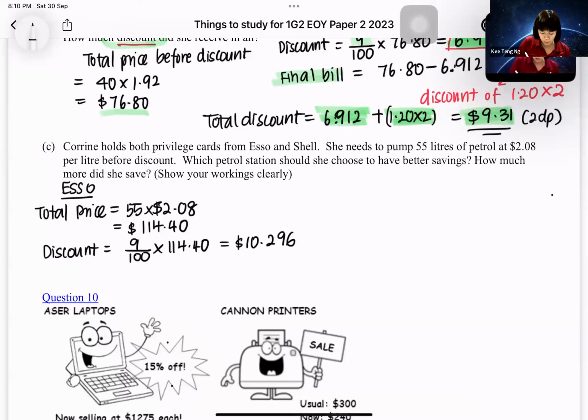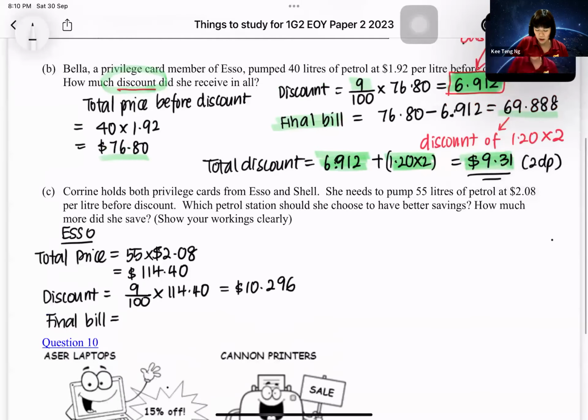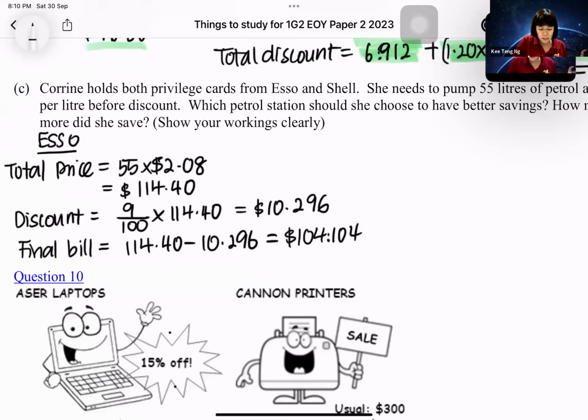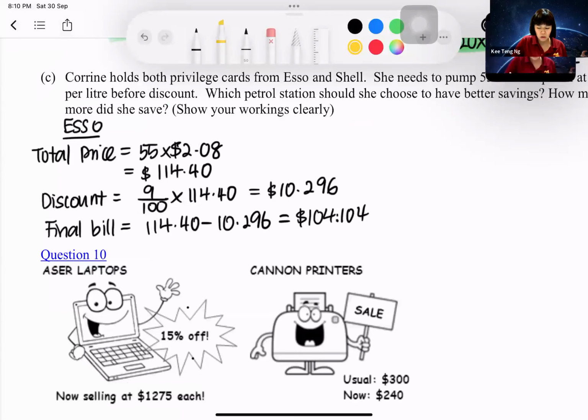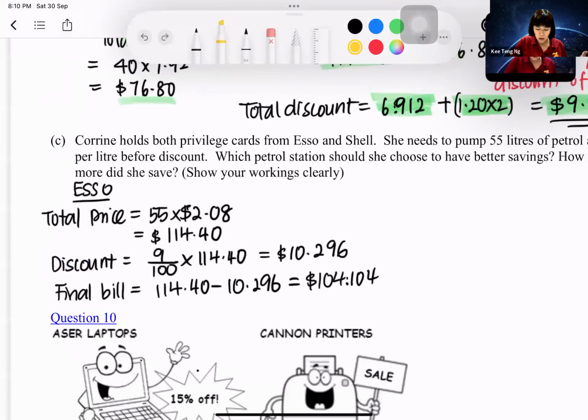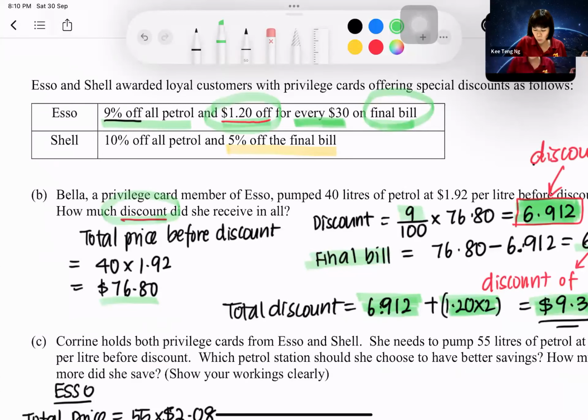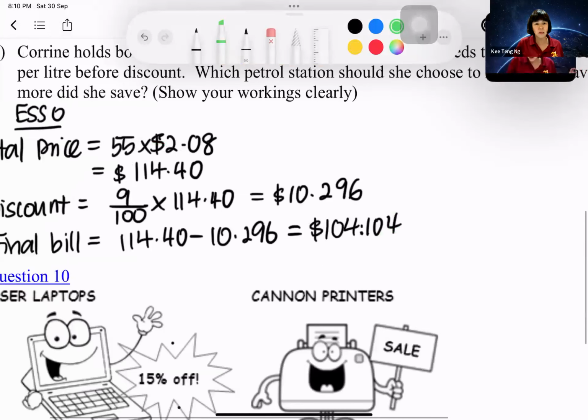Okay, but of course I need to find my final bill first. So according to our steps above, find the final bill. 114.40 minus 10.296. That gives me 104.104. Alamak, so long. Okay. Oh, this one, 104. How many sets of $30? Right? They say every $30 will have $1.20 off. This one, 104 got how many sets of $30? How many times of 30?